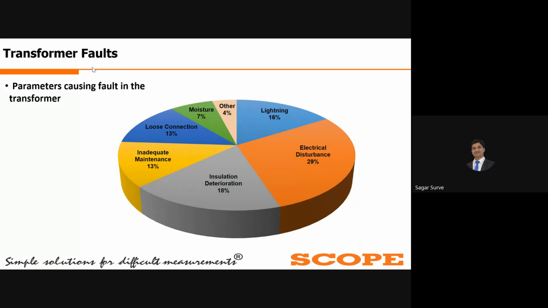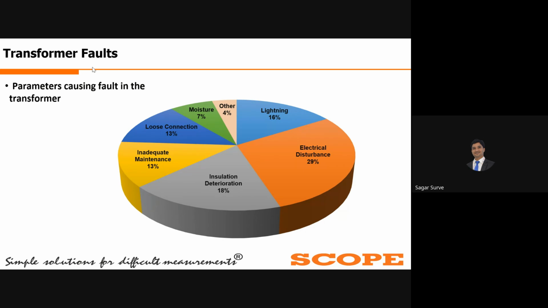Now coming towards the various faults occurring with the transformer. First of all, we see the parameters causing the faults in the transformers. So here is the pie chart diagram. We can see here, most of the transformer failures are observed due to electrical disturbances and insulation deterioration.